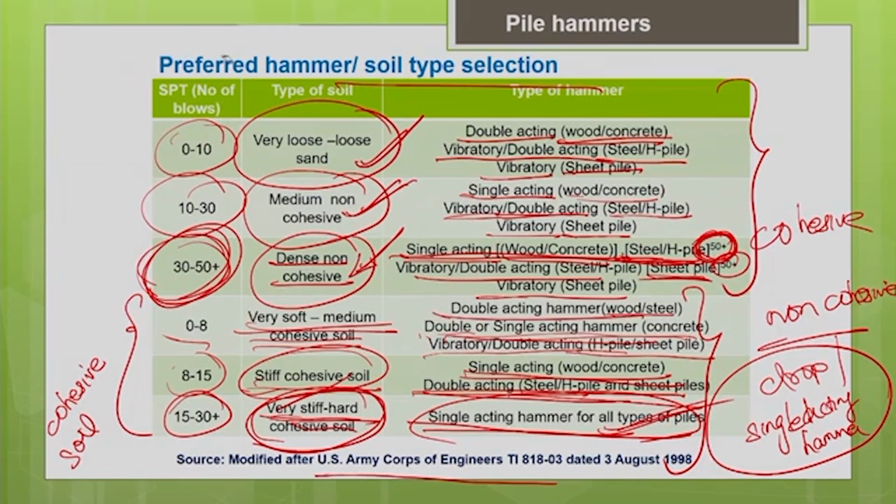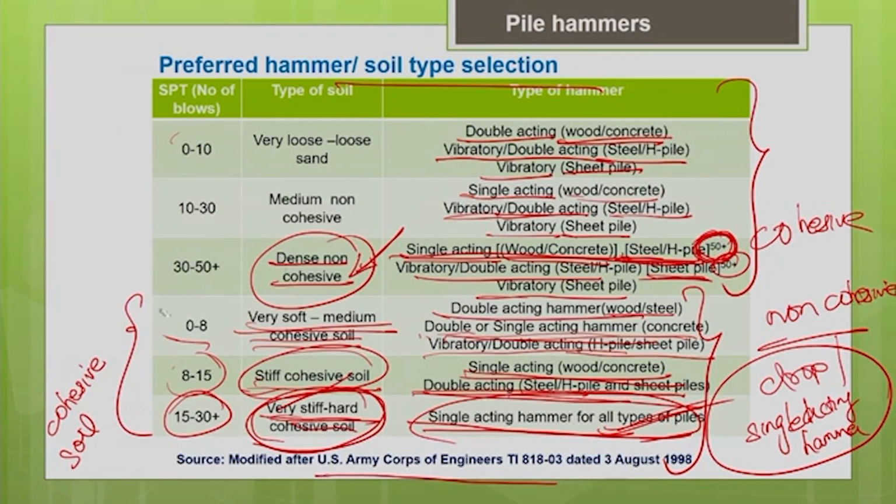So, these are the basic guidelines. You can refer to these guidelines. Based upon the material type and the soil type, you can make the hammer selection. That is why I told you first we have to do some basic geotechnical investigations at the site to categorize the soil type. Once you know the soil type, only then can you select your pile hammer accordingly.